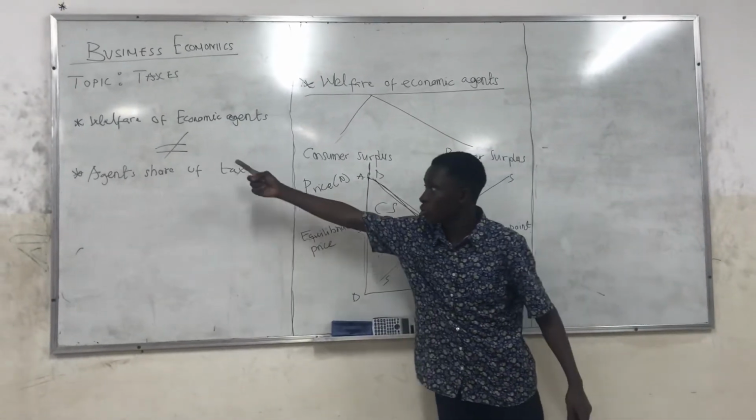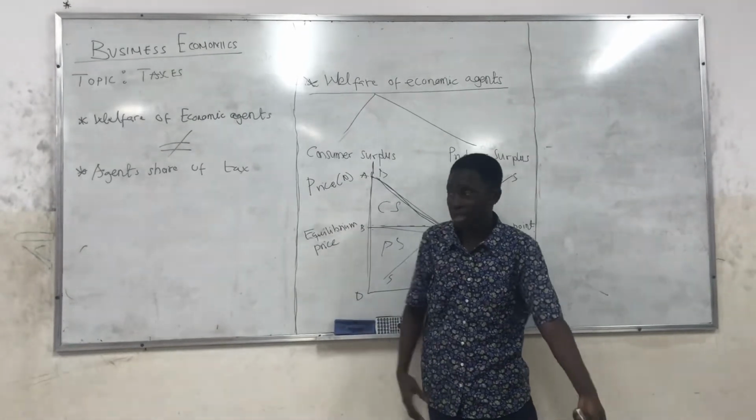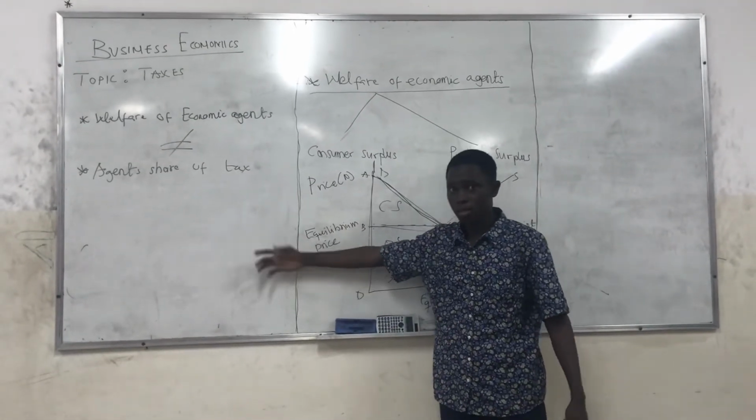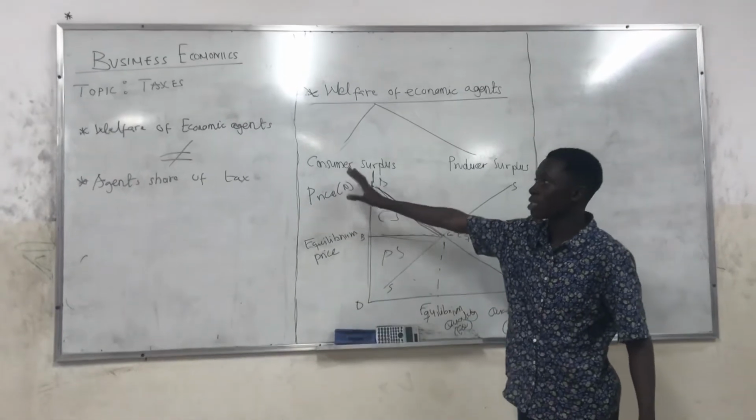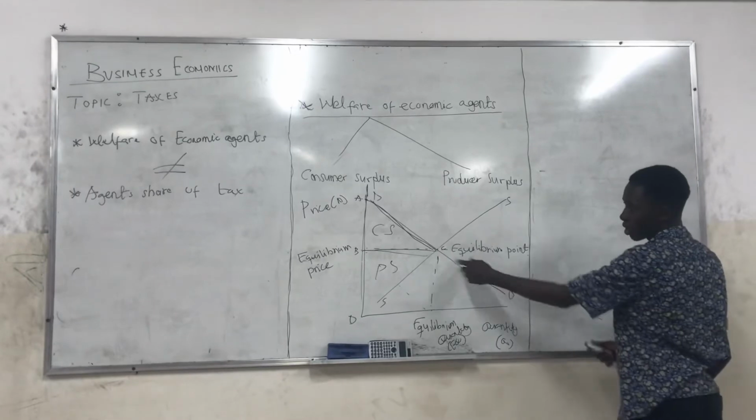But in respect to agent share of tax, that one is consumer share of tax and producer share of tax. So that's the difference between the welfare of economic agent and agent share of tax. So let's take an example for this and let's see how you solve it.